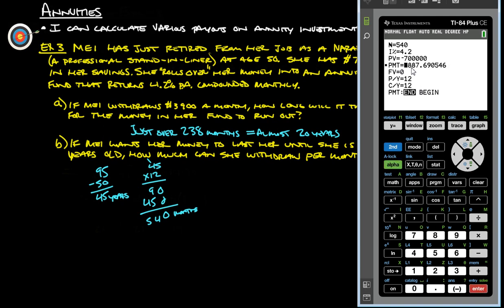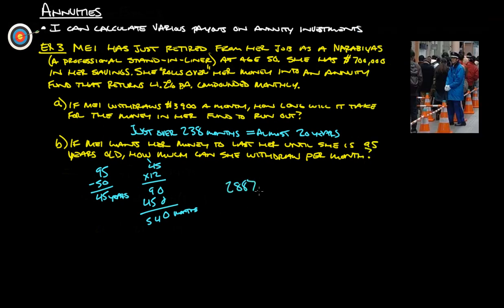So she can take out 2,887.69. So she can take out almost $3,000 per month for 45 years. Okay. All right.